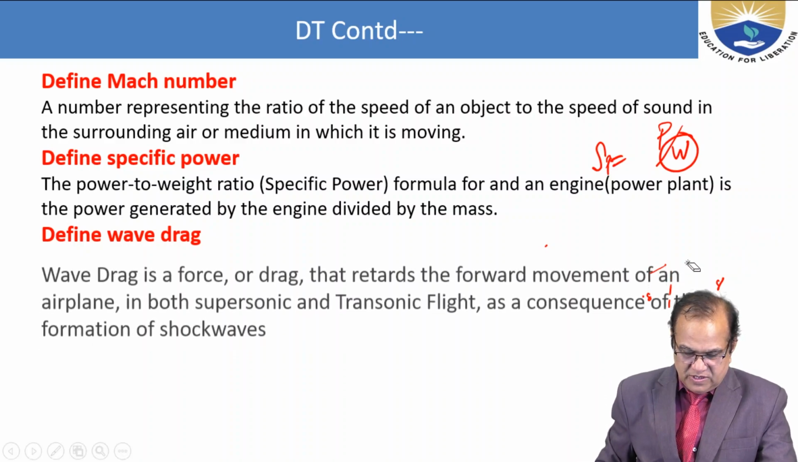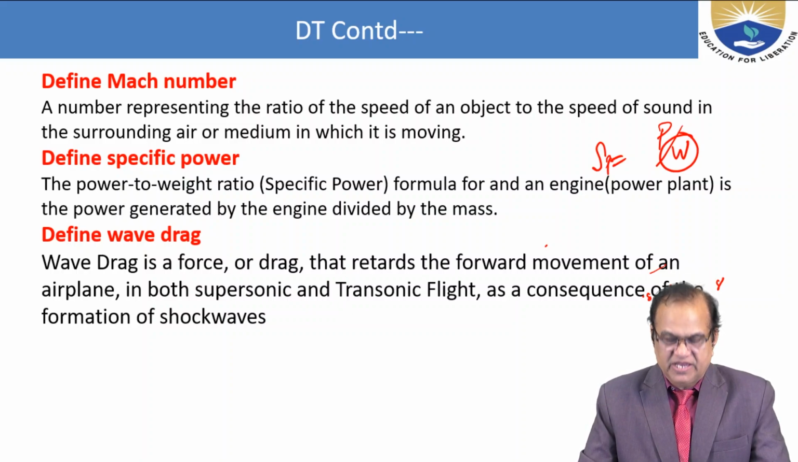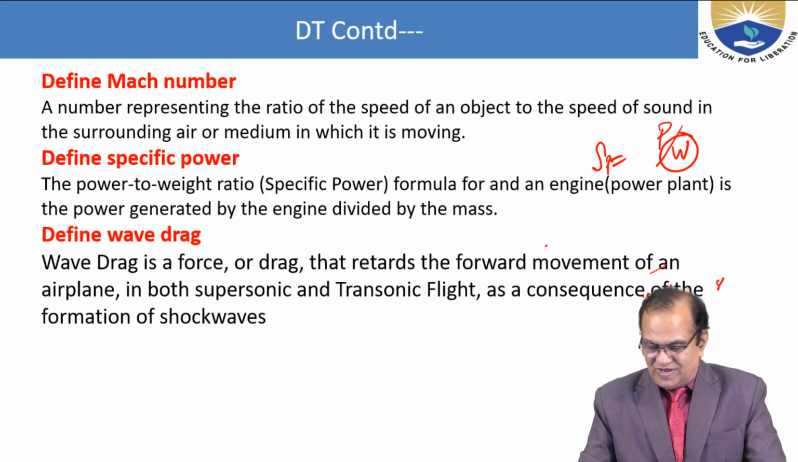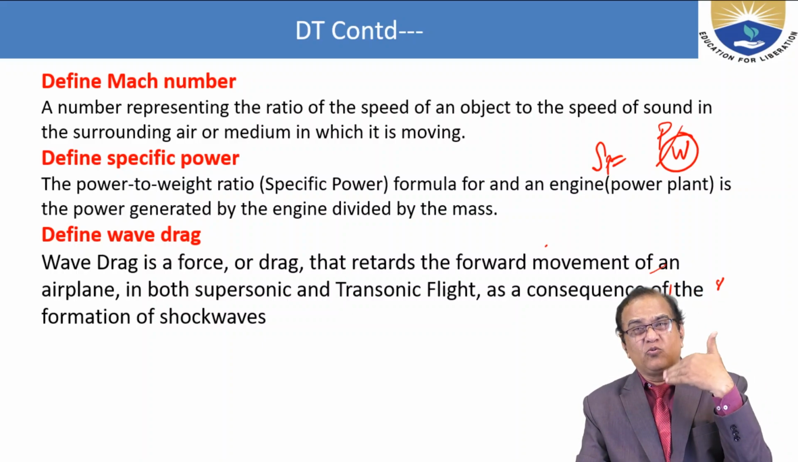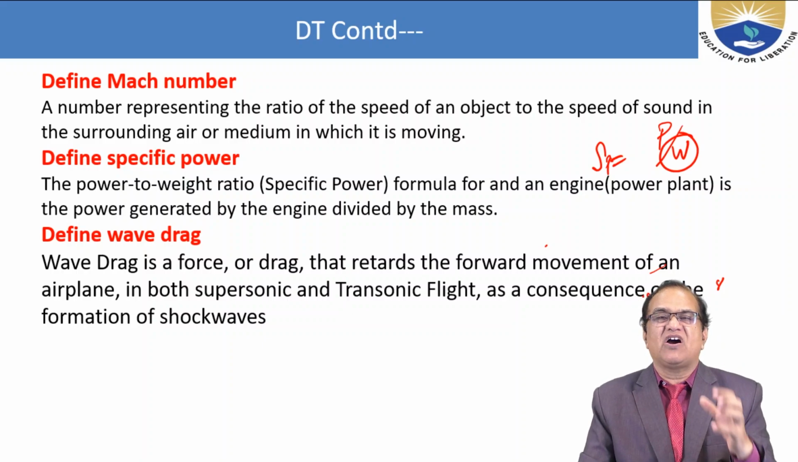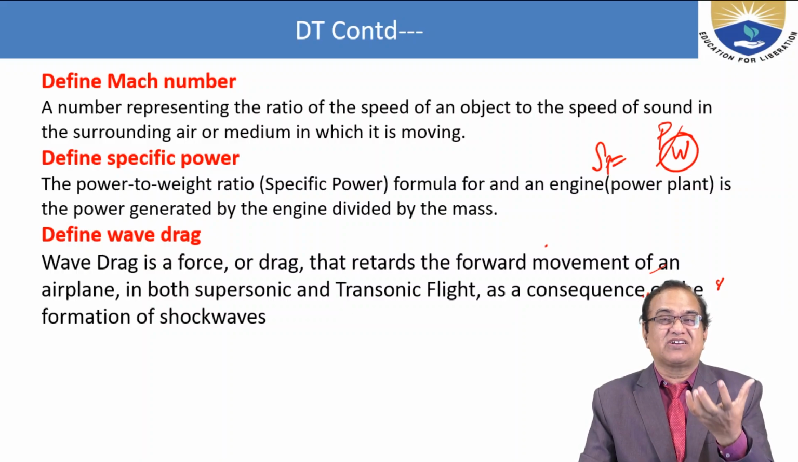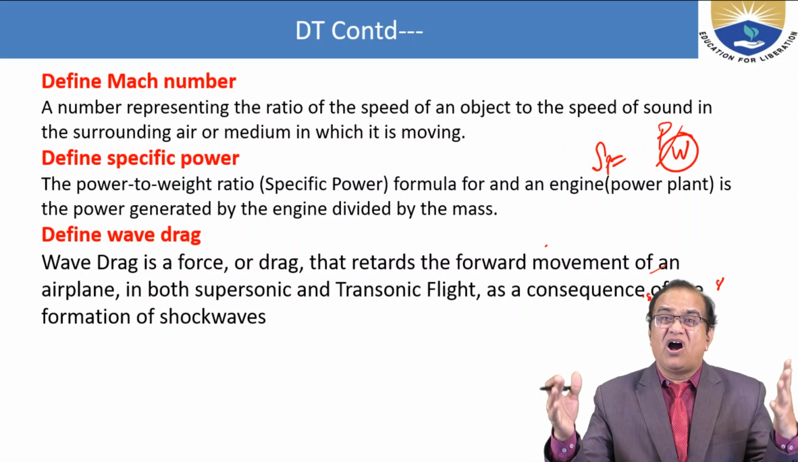So wave drag is a force or a drag that retards the forward motion of an airplane in both supersonic and transonic flight as a consequence of the formation of the shock wave. So as and when you go above the critical Mach number, a shock wave will be formed. This shock wave will generate a force which tries to retard the motion of the aircraft. That is called the wave drag. And in the wave drag, a huge amount of drag is increased all of a sudden.